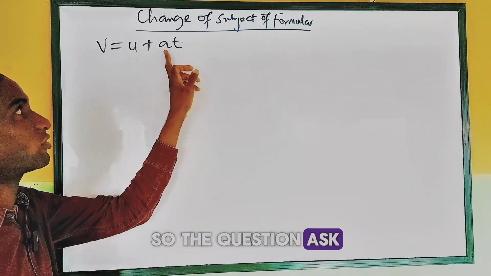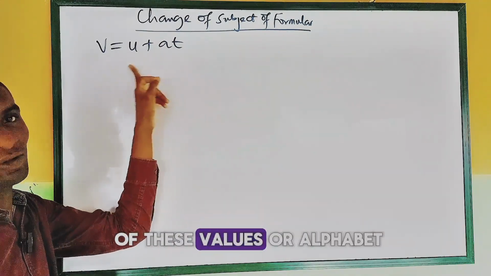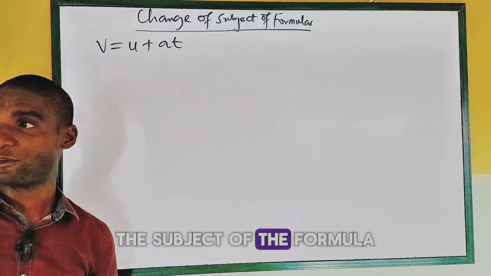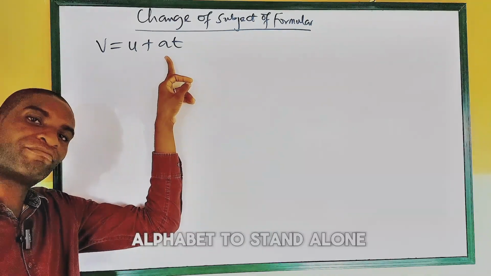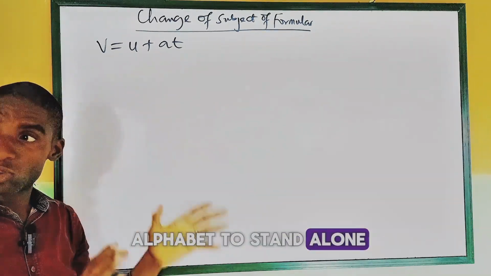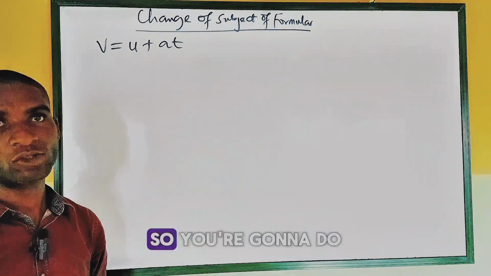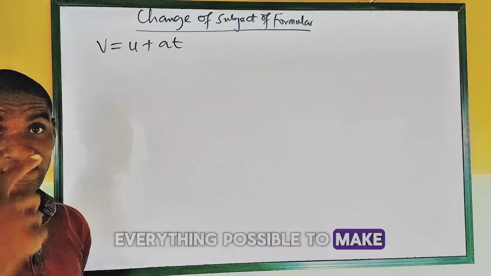So if a question asks you to make any of these values or alphabets the subject of the formula, that means you have got to put that alphabet to stand alone. You make it stand alone. So you're going to do everything possible to make it stand alone.